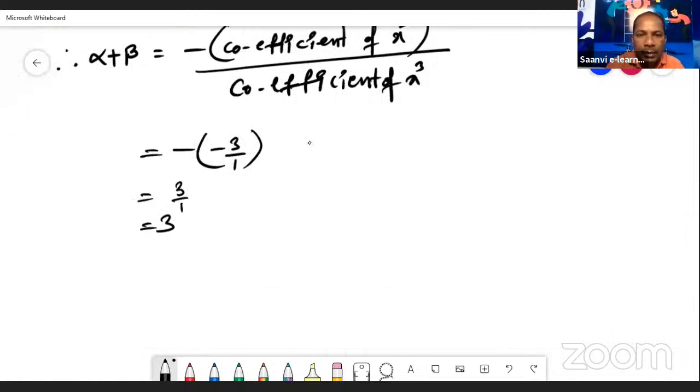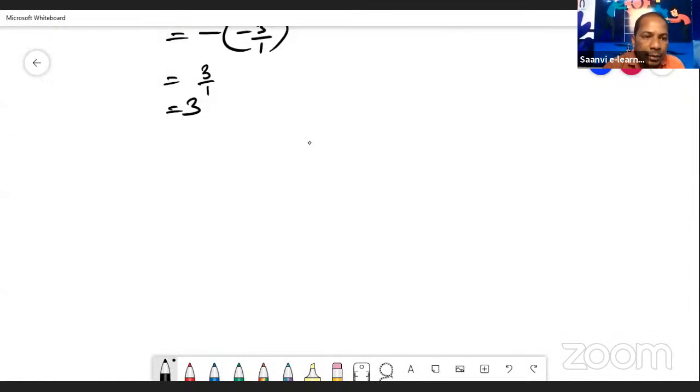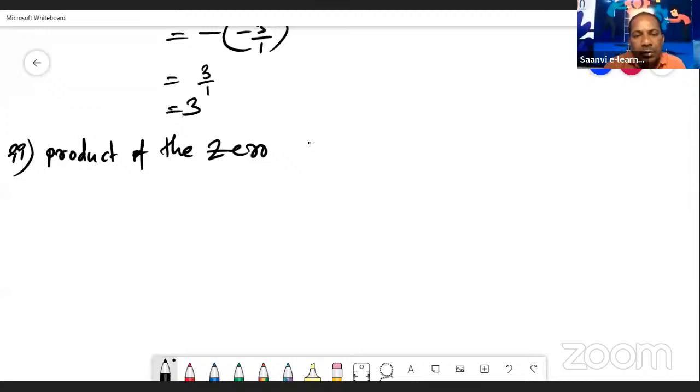Now, product of the zeros. Second one is product of the zeros. It means we have to multiply the 3 zeros: 1, minus 3 and plus 3. How much do we get here? 1 into 1 is 1, and 1 into 3 is 3. The minus symbol is also there, so we get minus 3. Product of the zeros, we have got minus 3.